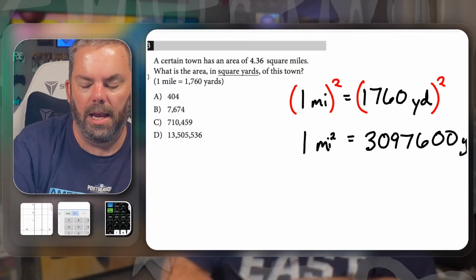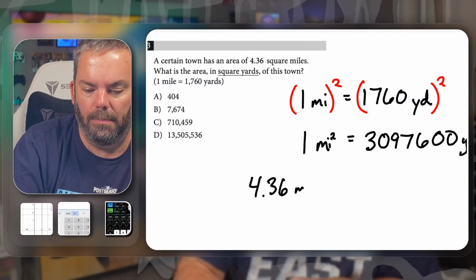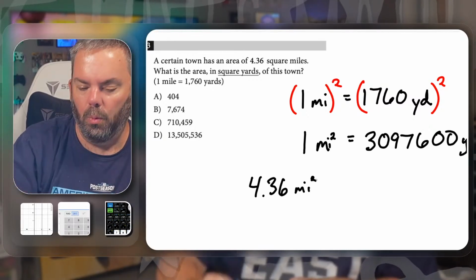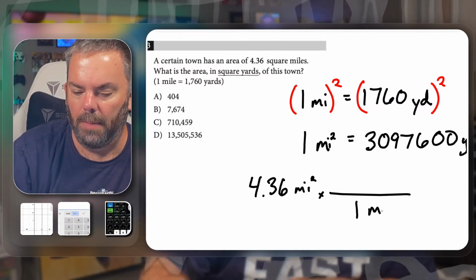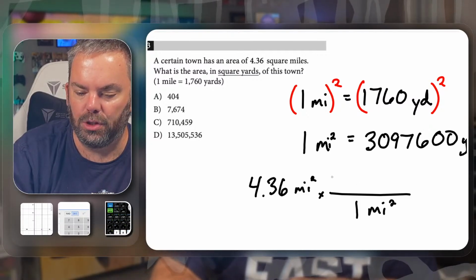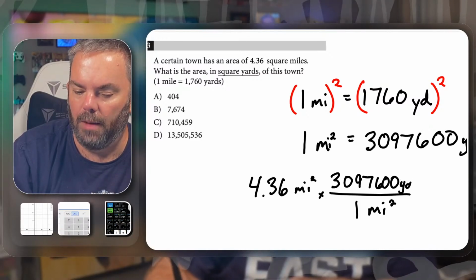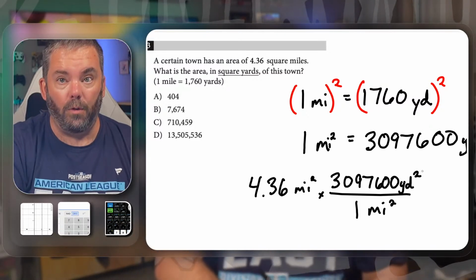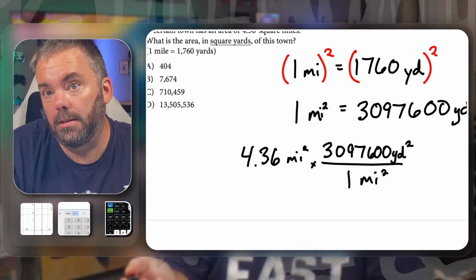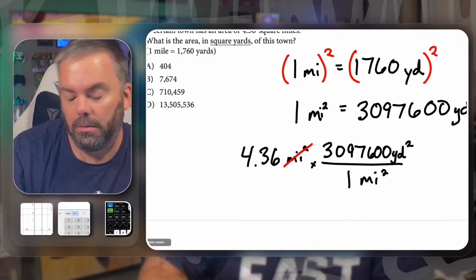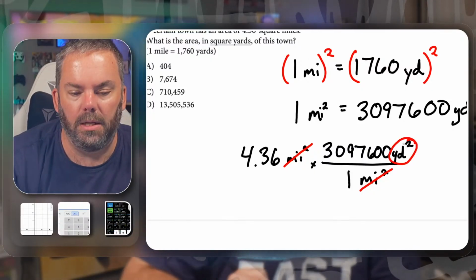So let's see. A certain town has an area of 4.36 square miles. What we want to do is multiply this by a conversion. We want to cancel out 1 square mile in the bottom and be left with square yards on the top. Have you ever done unit conversion like this? With what my geometry teacher used to call funny forms of 1. Because now that we have this conversion, look what's about to happen. The units are the secret. Square miles and square miles are going to cancel out. The only unit left is going to be square yards.